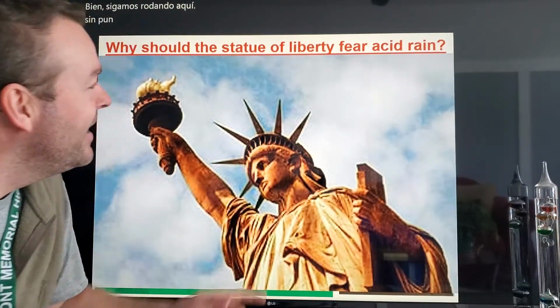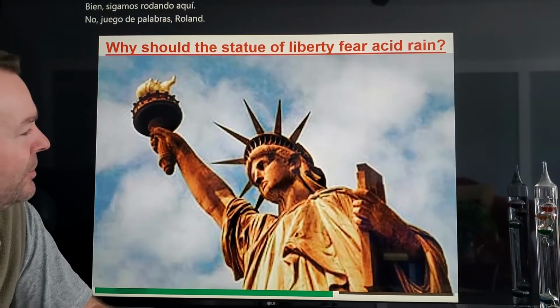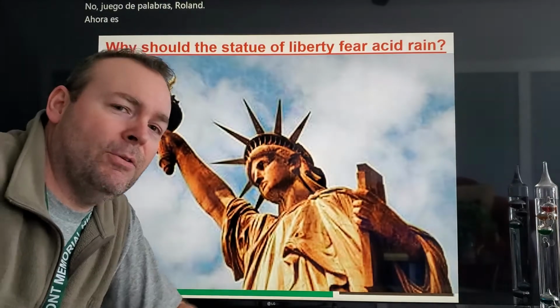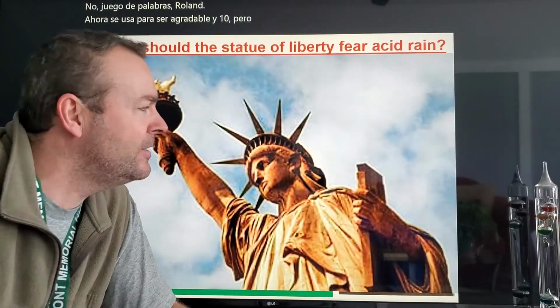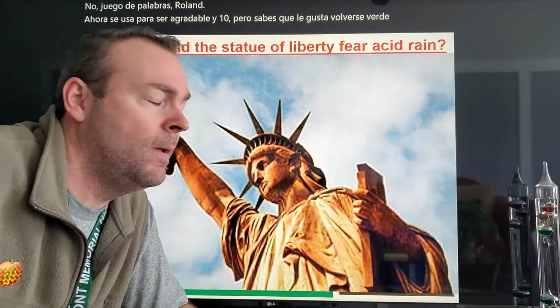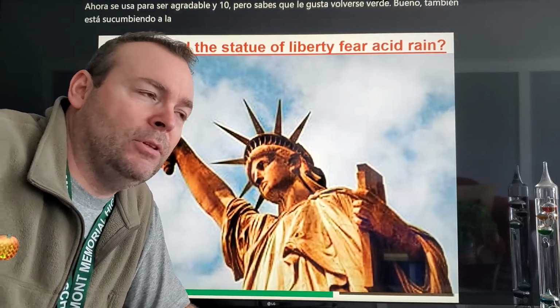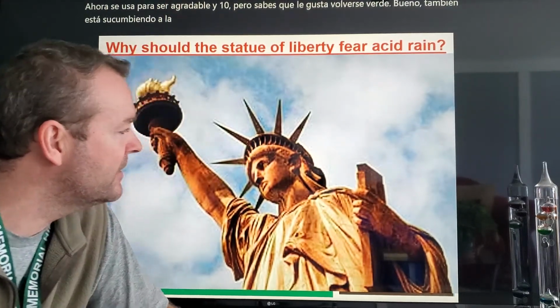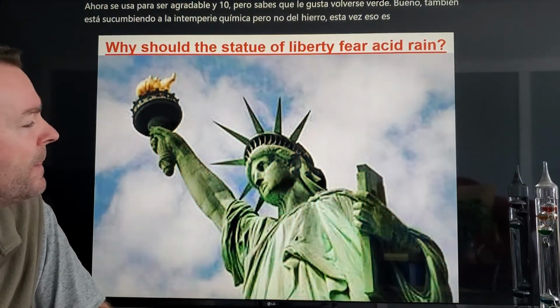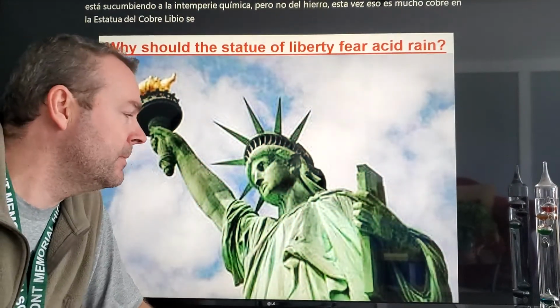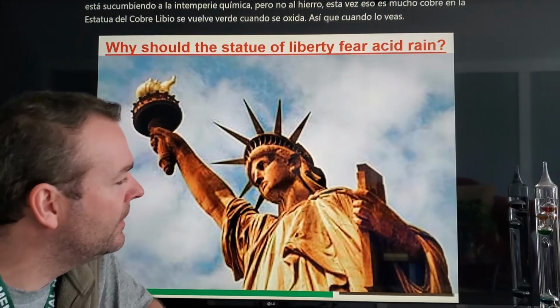I tell you, here's the Statue of Liberty. Now, the Statue of Liberty used to be nice and tan, but you know, it likes to turn green. Well, it too is succumbing to chemical weathering, but not from iron this time. There's a lot of copper in the Statue of Liberty, and copper turns green when it oxidizes. So when you see it, that's what you're used to seeing. But originally it was this color.